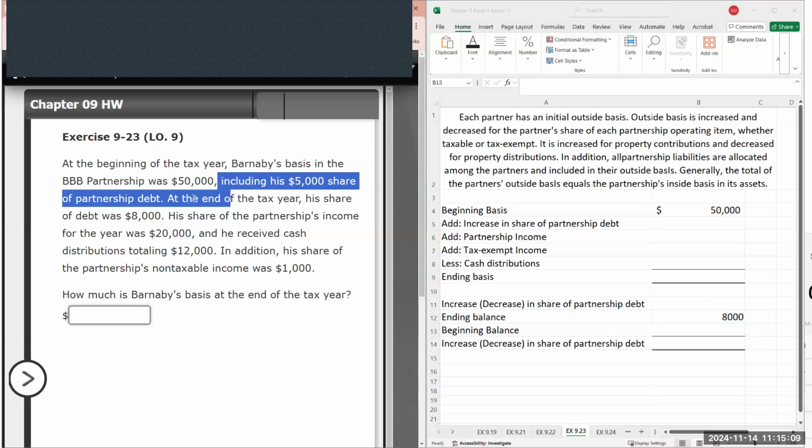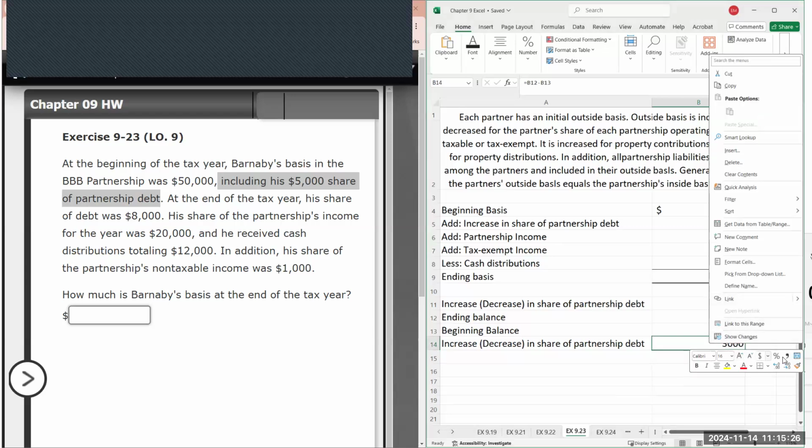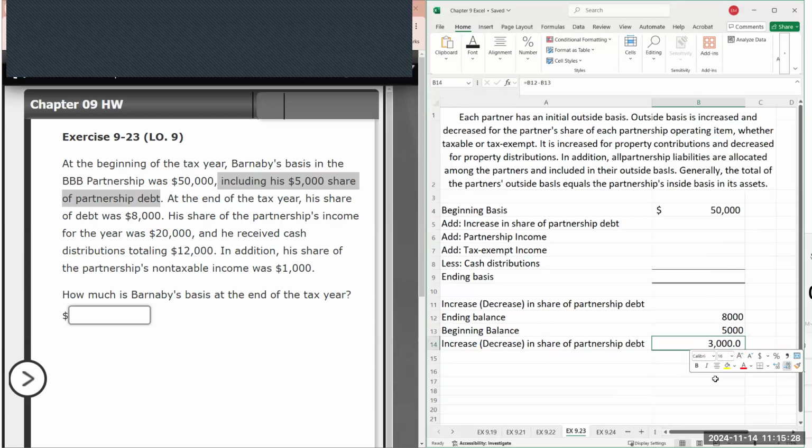Here it says including $5,000 share of partnership debt, so the beginning balance was $5,000. We want to figure out what was the increase or the decrease in the share of partnership debt. So $8,000, which represents the ending balance, minus the beginning balance of $5,000, lets us know that there's a $3,000 increase in the share of the partnership debt. The increase in the share of partnership debt is going to be added.